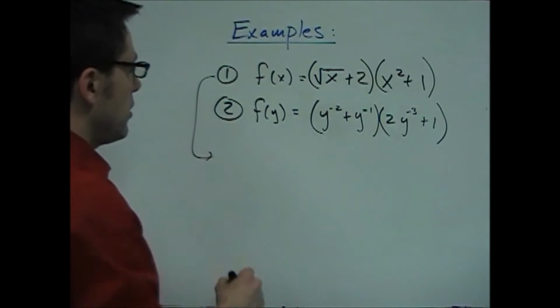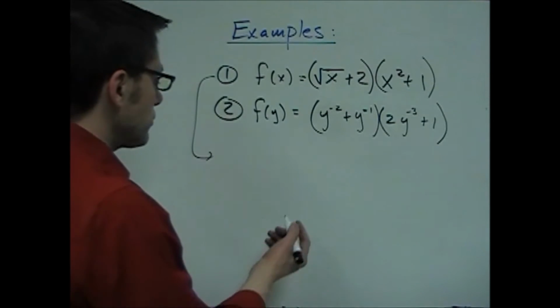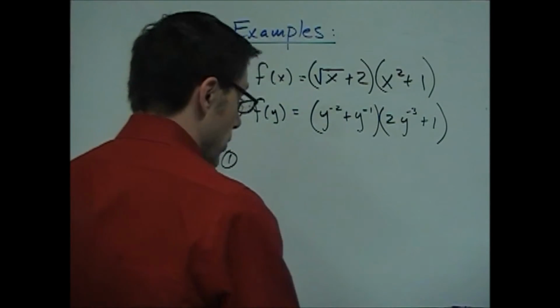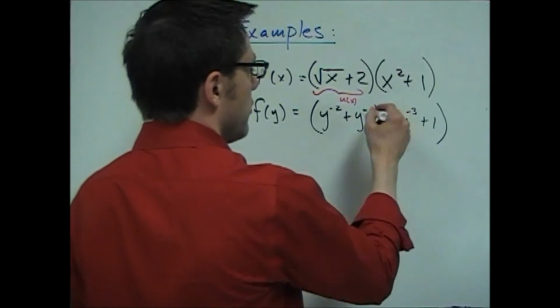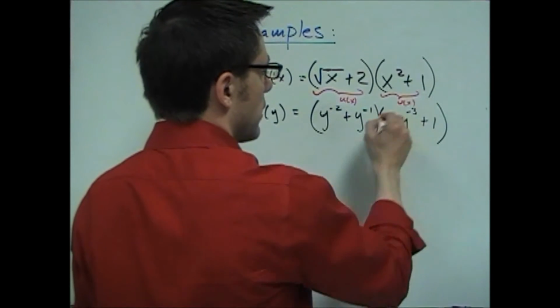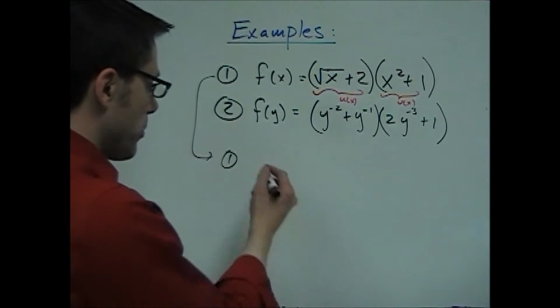So here's the first one. The first one is a function of x. Think of it this way. I can identify that this is really my u of x, and this is my v of x. Okay? So remember the product rule.